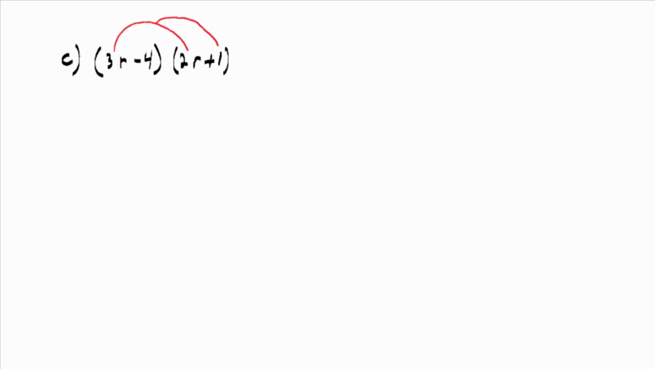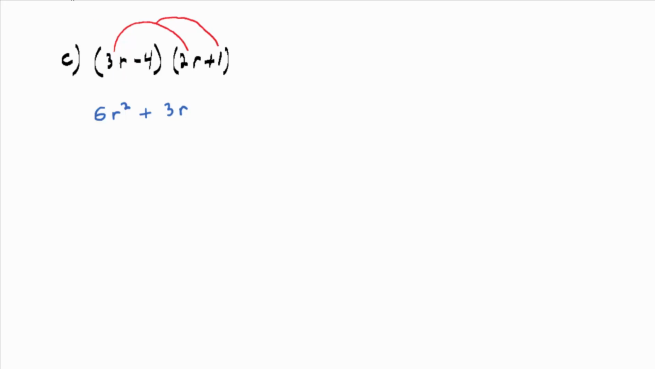So what do I get? 3r times 2r? What is that going to turn out to be? 6r squared. Everybody comfortable with that? Okay. Now I'm going to distribute 3r over a plus 1. So what's the operation? It stays plus, and what's 3r times 1? 3r. So now I've exhausted everything that I can multiply this 3r by.